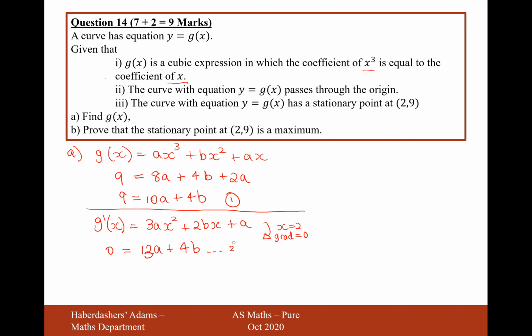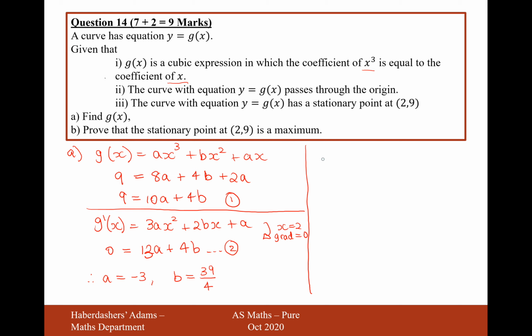So we've now got simultaneous equation number 1. And what I'm going to do is plug them into the simultaneous equation solver on my calculator, because I am feeling very lazy and I've done a lot of the good work here. I've done a lot of the context into the equations. So it's 10a plus 4b equals 9, and 13a plus 4b equals 0. And I get out that a equals minus 3 and b equals 39 over 4.